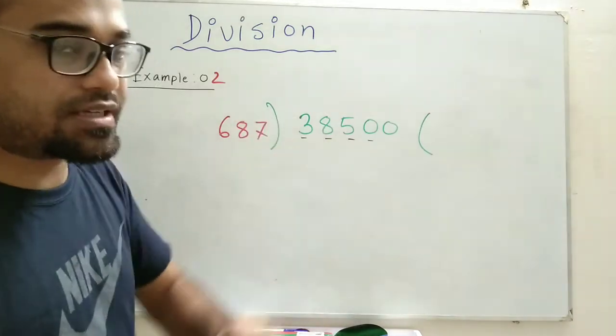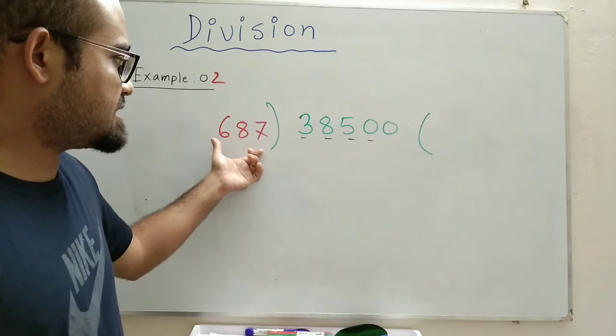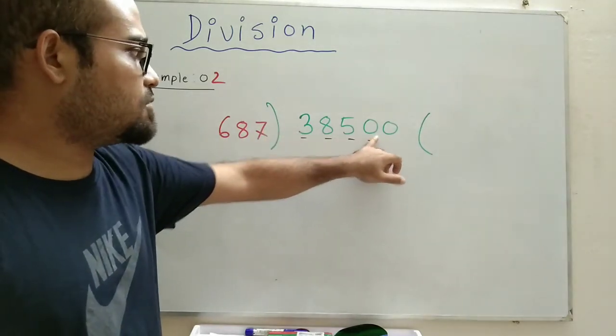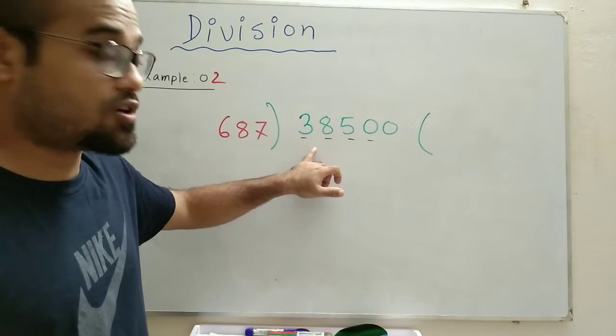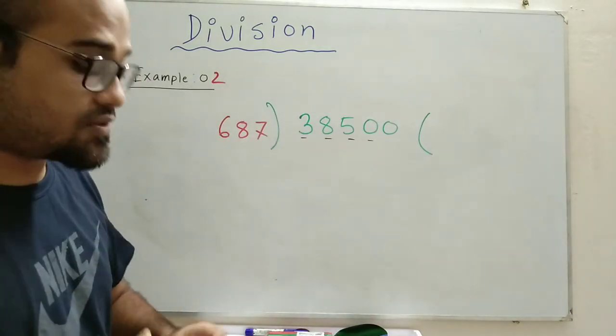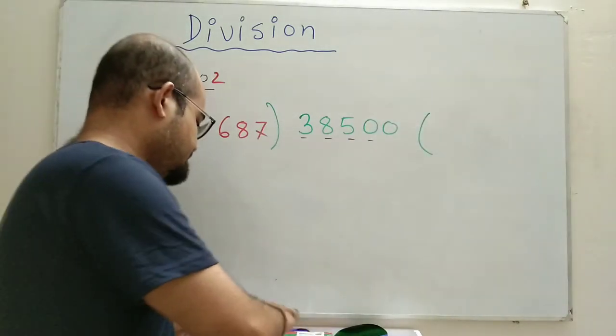At first I will pick one digit to see whether the number so formed is either equal to 687 or bigger than that. Well, after picking out this 0, we see that the number we have got, 3,850, is bigger than 687 and serves our purpose. So we need not pick any further.